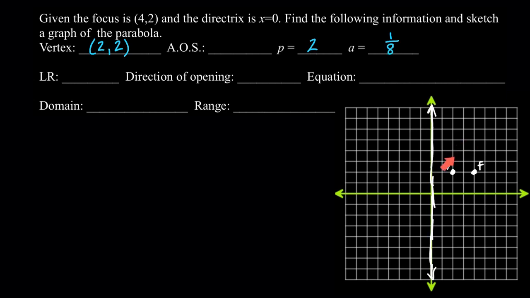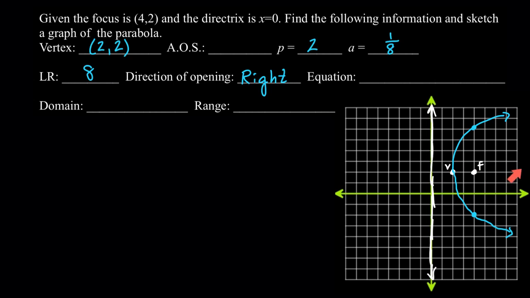We should be able to see that the parabola will open to the right. That means our a value is going to be positive. Your latus rectum is going to be 4p, which is 8. Opens to the right. Now, if you're going 4 units from the focus to the directrix, that means we can go 4 units up and 4 units down. And we can sketch the parabola here.